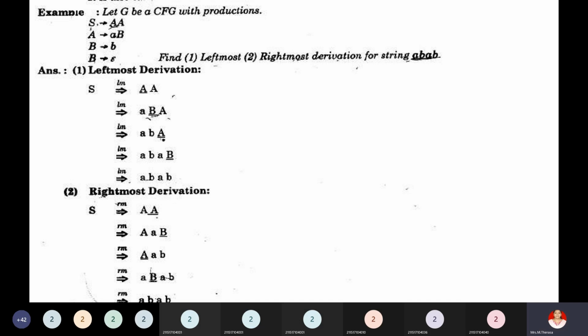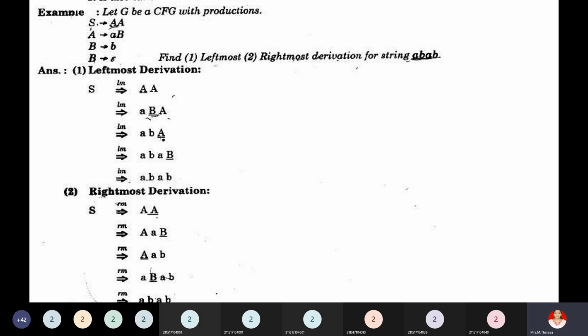What are terminals here? a and b. We should not include epsilon in the terminals, because epsilon is a null string. So T contains a comma b. And there are 4 production rules given. And what is the start symbol? S is the start symbol. So here you are supposed to derive the string ab, using the production rules given.